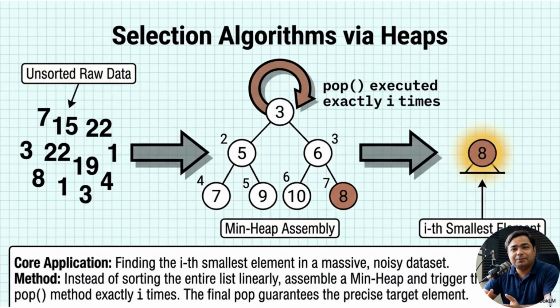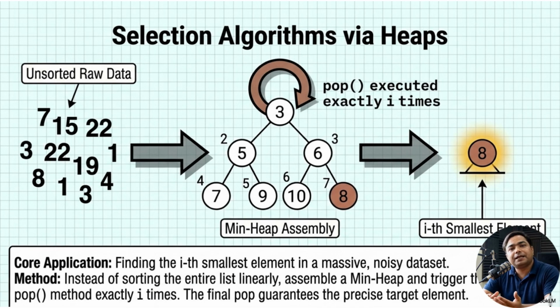Now we apply heaps to selection algorithms. Suppose we have a large unsorted dataset. We want to find the ith smallest element. One simple method is to sort the entire dataset. But sorting may be expensive if the dataset is very large and we only need one specific element. Instead, we can use a min-heap.